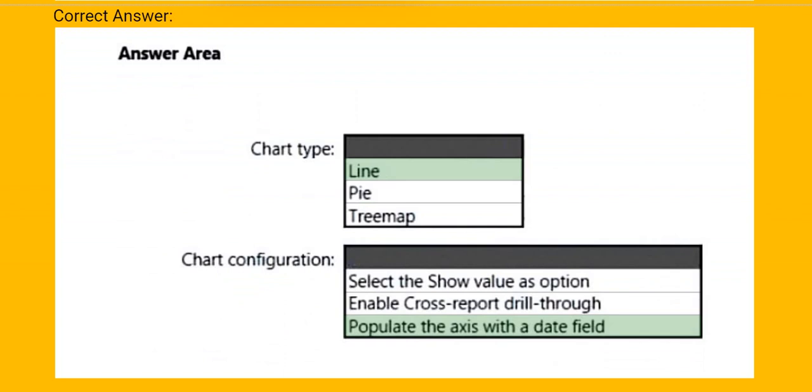This is the correct answer, the ones highlighted with green color. Line from the table of chart type, and populate the axis with a date field from the table of chart configuration.